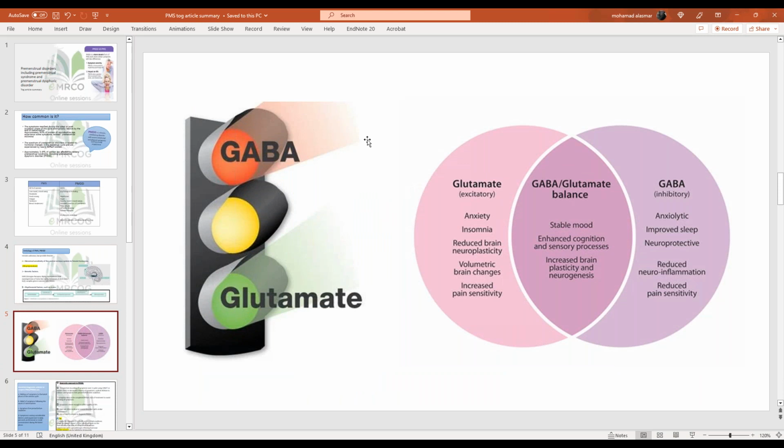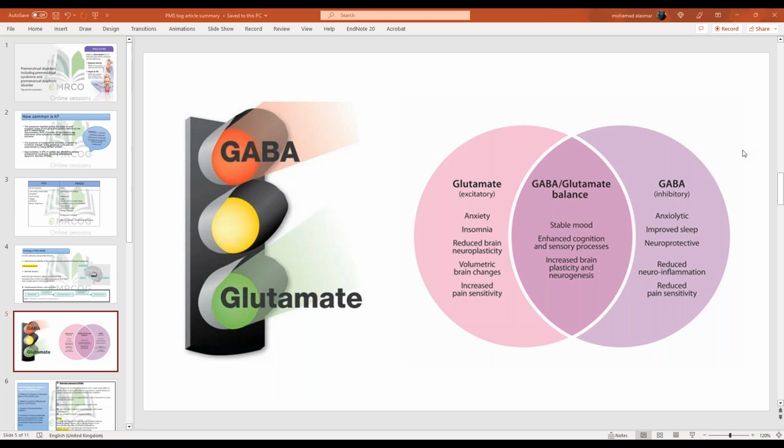There are two neurotransmitters in our brain. One is called GABA and one is called glutamate. In order to have a healthy psychological life, a stable mood, and enhanced cognition and sensory processing as well, we need a balance between the two neurotransmitters, GABA and glutamate. What happens in a woman with PMS or PMDD? There is an imbalance between the two of them.